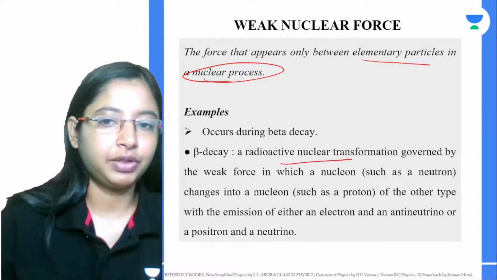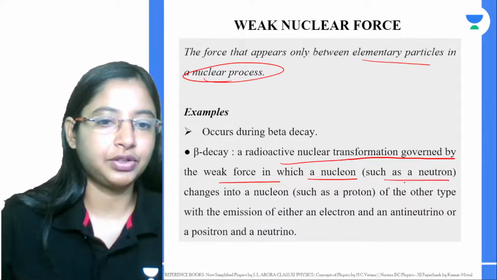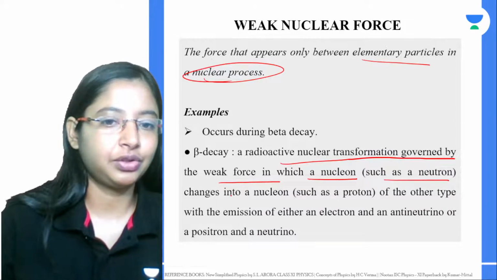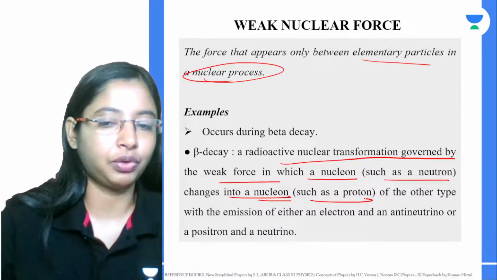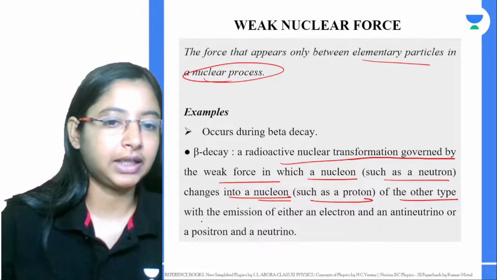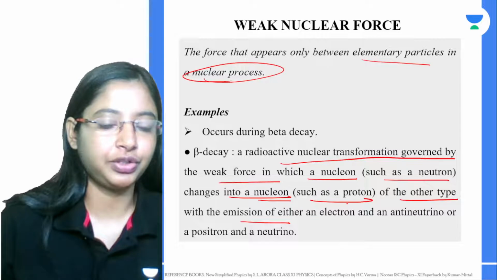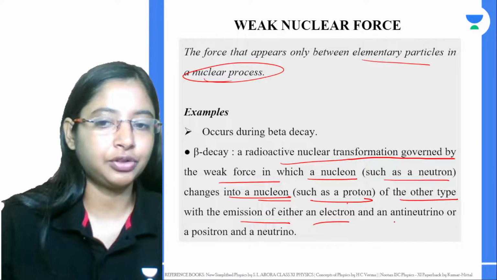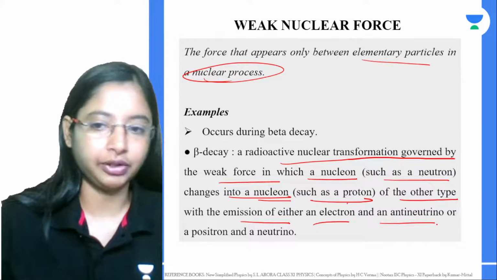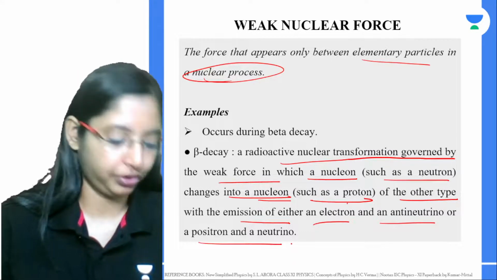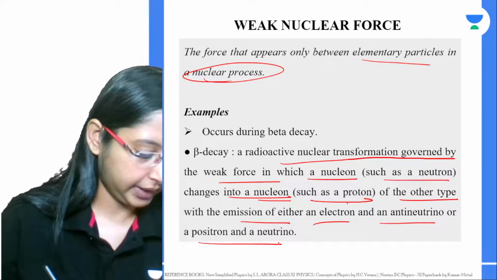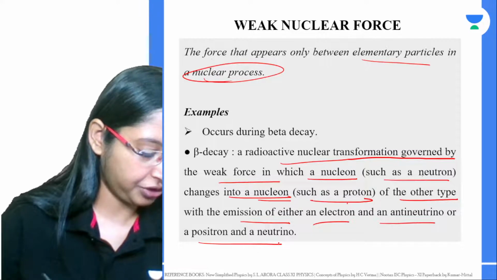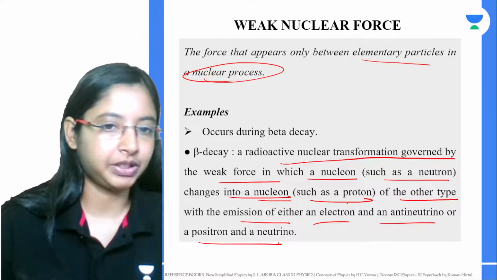A radioactive nuclear transformation governed by the weak force, in which a nucleus, such as a neutron, changes into a nucleon of the other type, such as a proton, with the emission of an electron and an antineutrino or neutrino. A neutron changes into a proton by emitting an electron. This is basically beta decay.